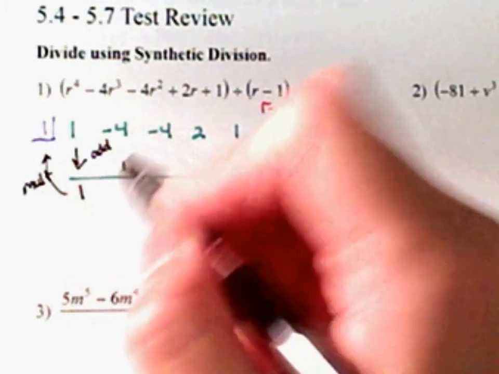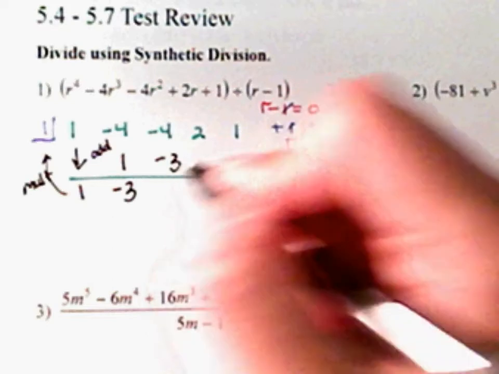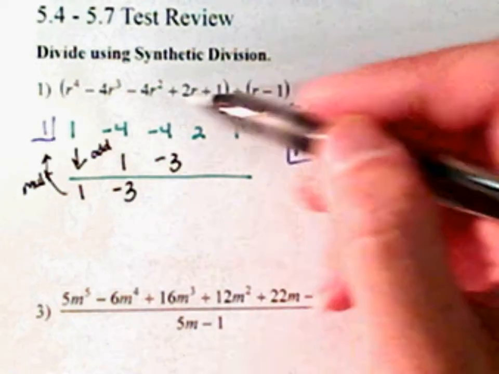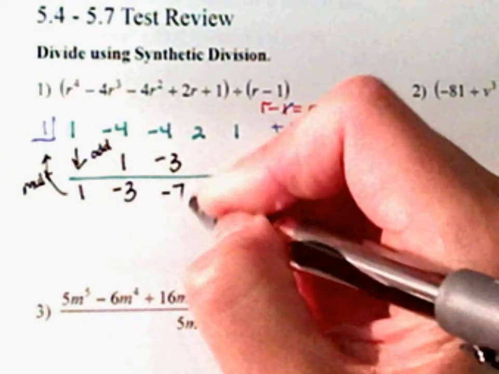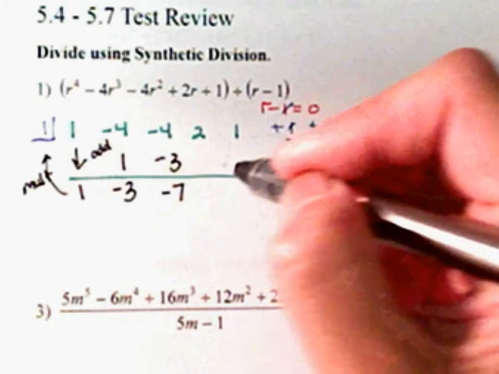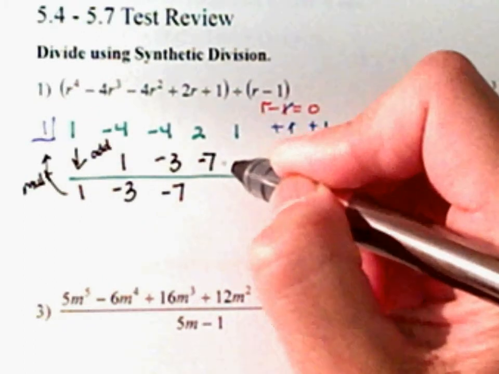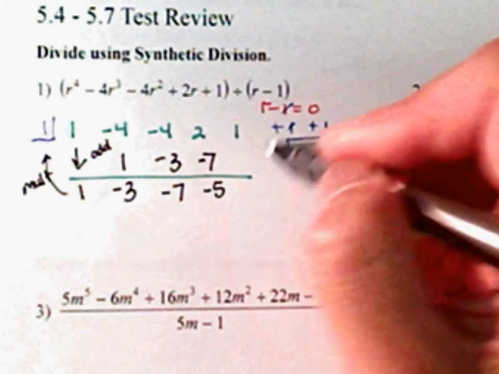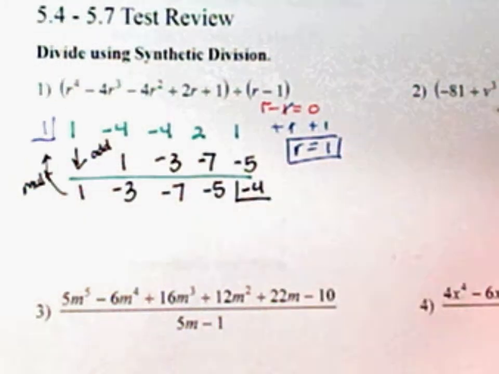Negative 4 plus 1 is negative 3. Negative 3 times 1 is negative 3. Be careful, if you make mistakes, it will not come out right. So just make sure you add carefully. Negative 4 minus 3 is negative 7. Negative 7 times 1 is negative 7. 2 plus negative 7, or 2 minus 7, is negative 5. Negative 5 times 1 is negative 5, and you have a negative 4 as your remainder.